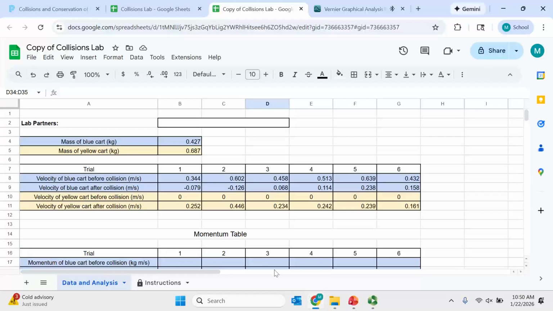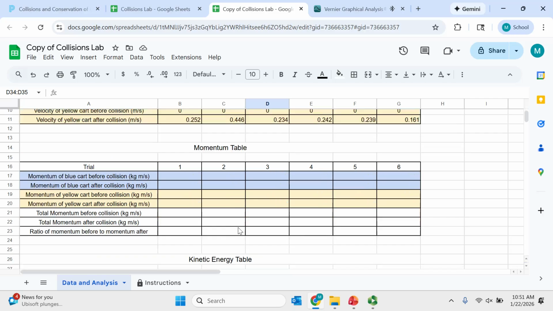Alright, so I've collected my data for the collisions lab, and it's now time for me to analyze the data. Remember, the main goal of this lab is to check: is momentum conserved in these collisions, and is kinetic energy conserved in these collisions? Remember, momentum should be conserved in every one of these collisions, and if kinetic energy is conserved, those would be elastic collisions.